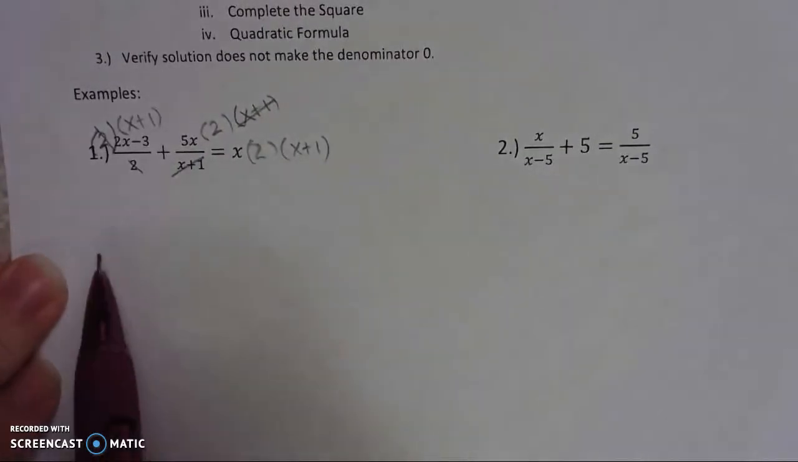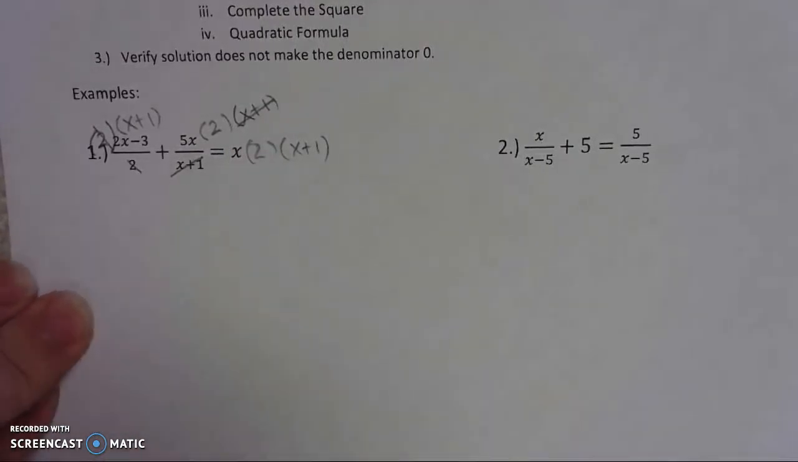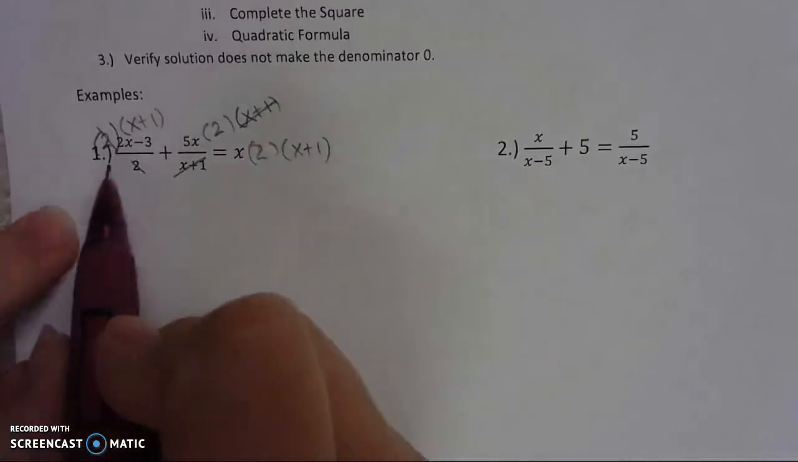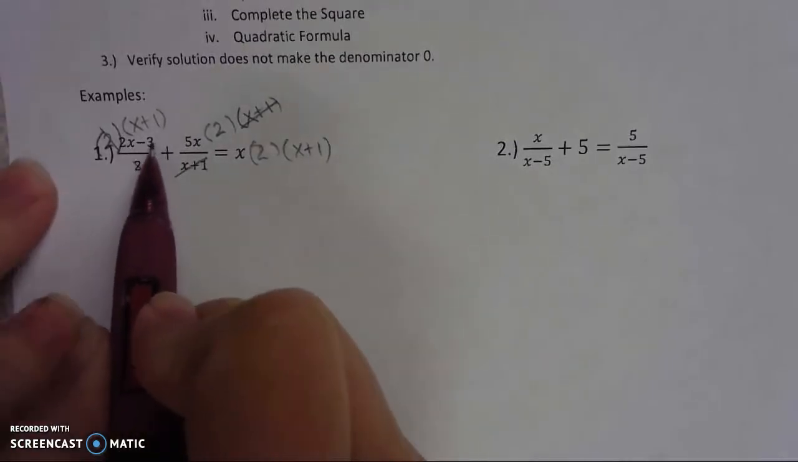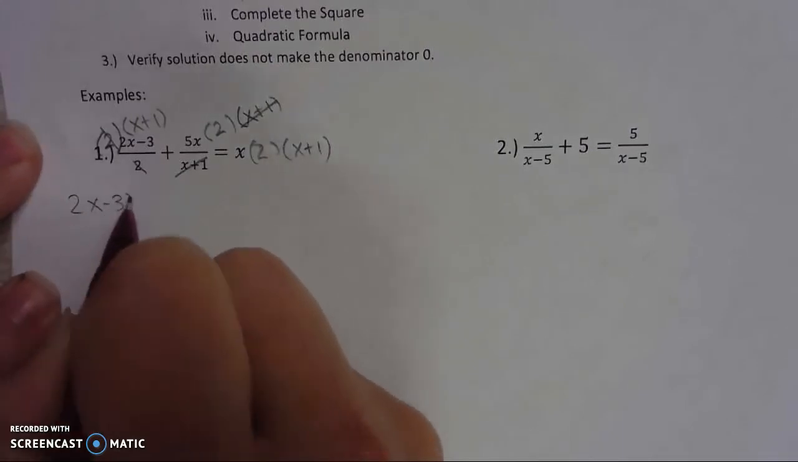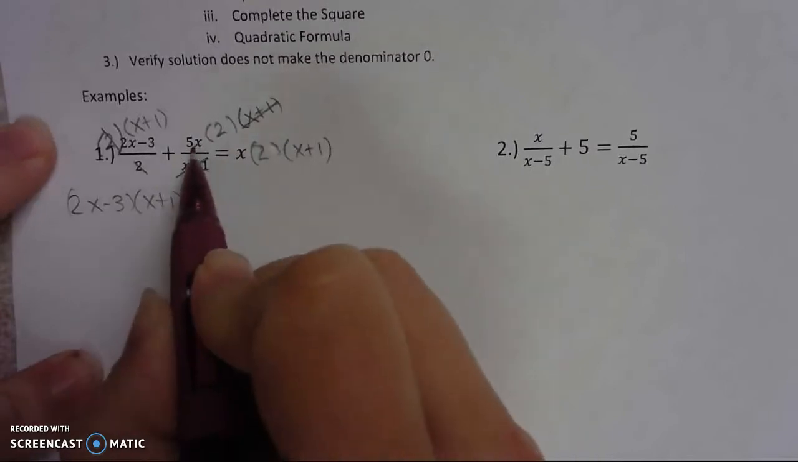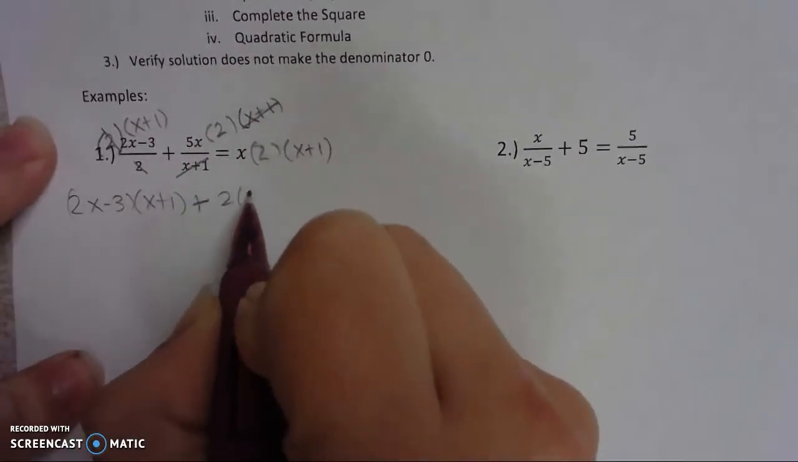Now that we've gotten rid of the fractions, what we will do is multiply whatever remains with each term. In the first term, I have 2x minus 3 and x plus 1 that remain, so I'm going to multiply those together. And in the second fraction, I have 2 and 5x.